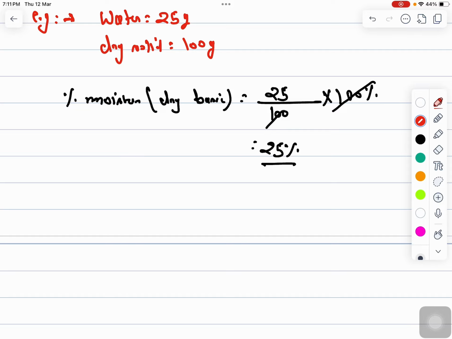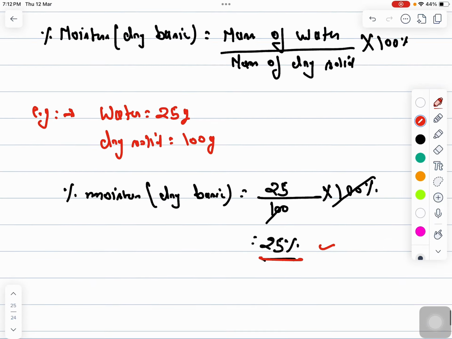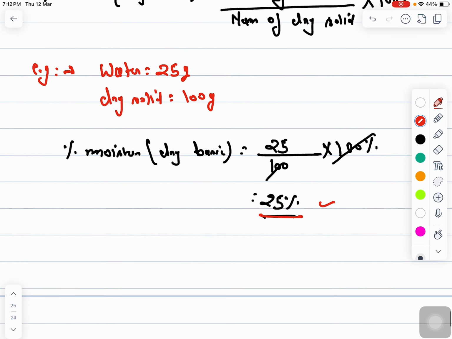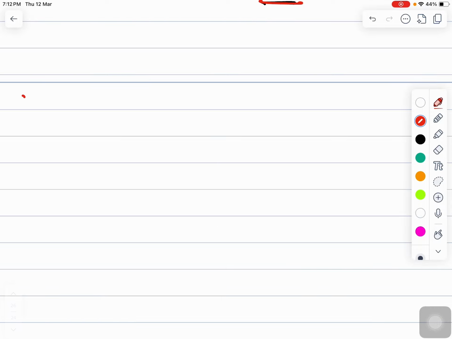So if you calculate the moisture content based on the dry basis, it is 25%, and if you calculate the moisture content based on the wet basis, it is 20%. So that means the moisture content calculated by dry basis is more than the moisture content calculated by wet basis, and this is something that is very important that you should understand. Okay, now let's take one simple example. It's very important to understand this concept very deeply.